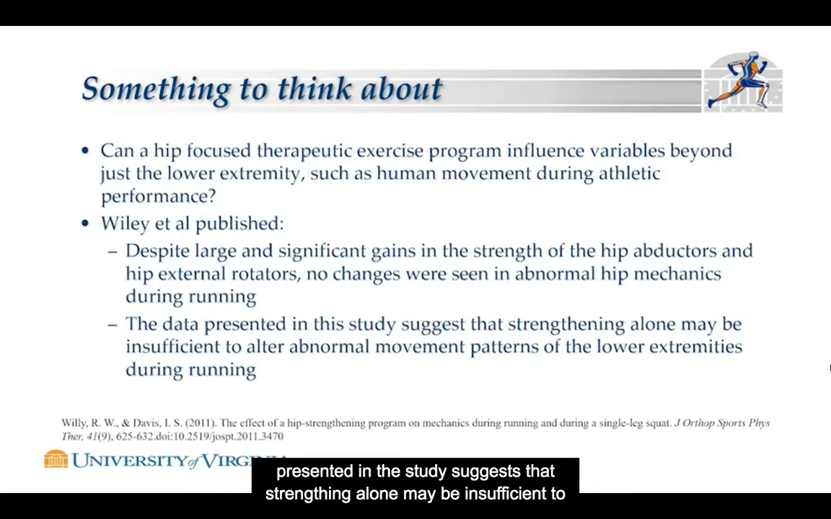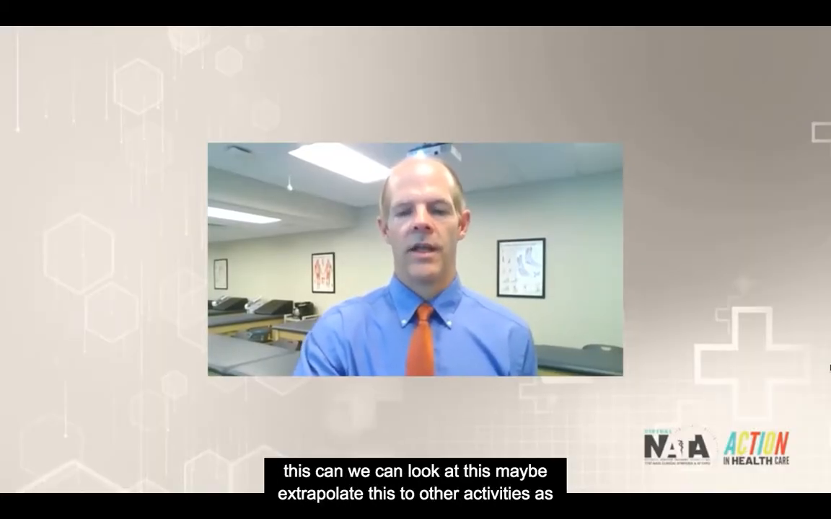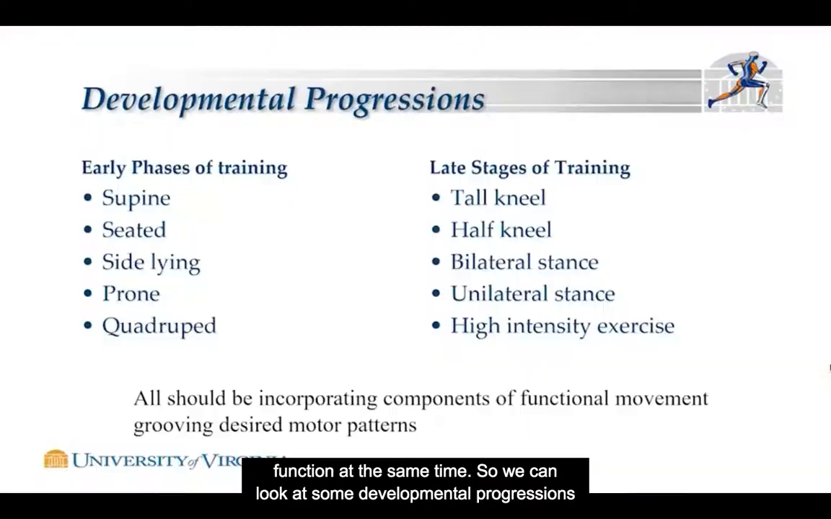So the data presented in the study suggests that strengthening alone may be insufficient to alter abnormal movement patterns of the lower extremities during running. We can maybe extrapolate this to other activities as well. We have to determine how we can increase strength, but also increase function at the same time. So we can look at some developmental progressions.